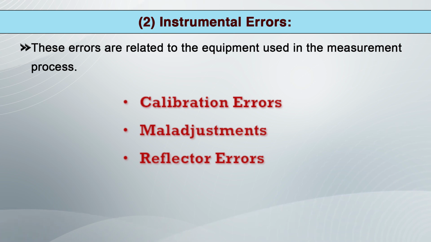The third type of instrumental error is reflector error. Reflectors used in conjunction with the instrument can introduce error if they are not correctly positioned, are damaged, or if their reflective properties degrade over time.